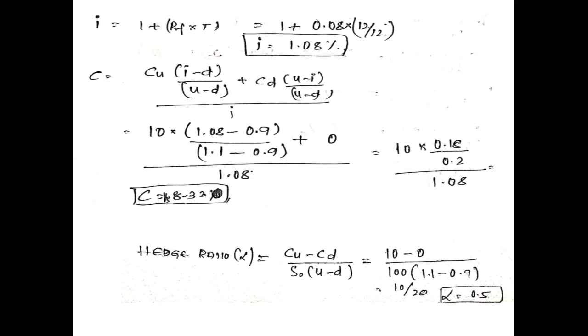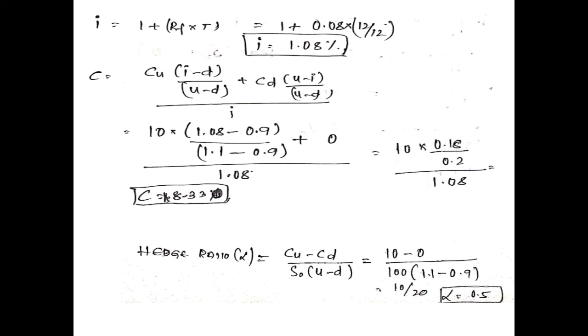So once we get the values of Cu, Cd, u and d and the i value, let's substitute the values into the main formula. That is Cu, we got it as 10, multiplied by 1.08 minus 0.9 divided by 1.1 minus 0.9, plus, since Cd is 0, anything you substitute you will get 0, then the whole divided by 1.08. So we come to know that the call price, which should be traded in the market today, C is equal to 8.33 rupees. It is not a percentage, it is 8.33 rupees. That is the call price of a binomial model.